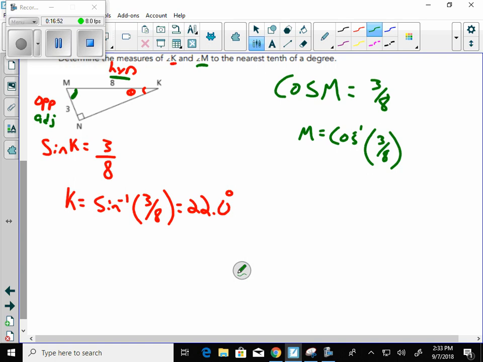When you're dealing with angle K, 3 is across, so that is opposite. When you're dealing with angle M, it's touching the side, so that becomes the adjacent. You have to be careful. If you change the angle, it changes the formula. The big thing here for you guys is you're going to have to determine what you've been given and what formula you can use with that. All right?